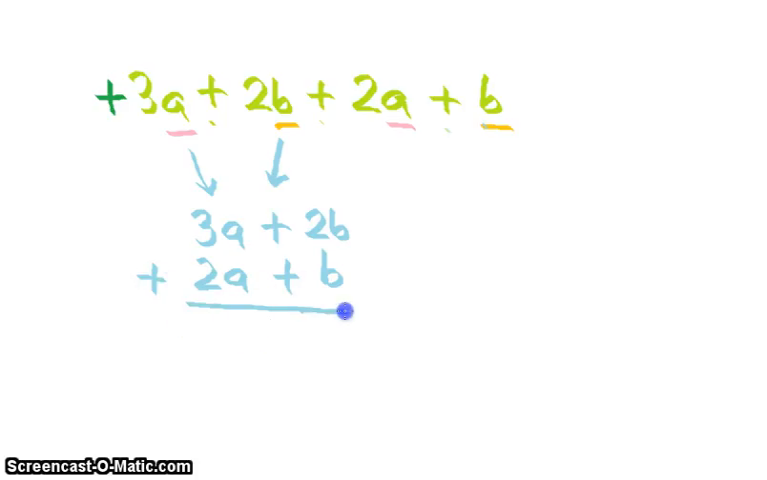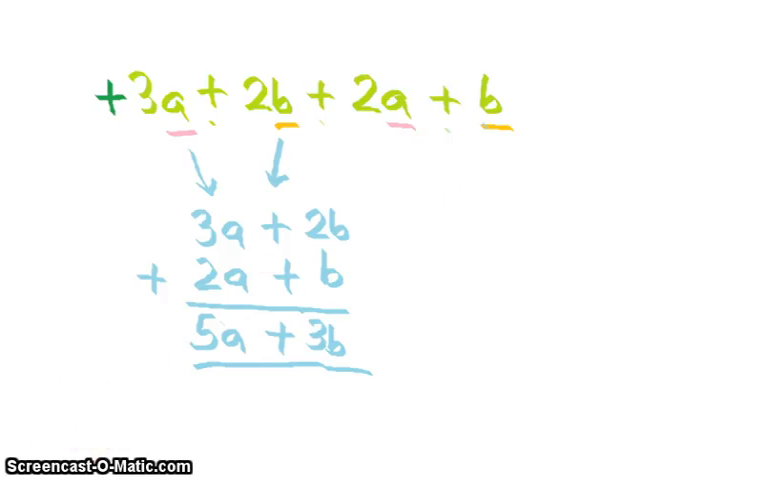Same alphabet, they can handle each other. So 3 apples and 2 apples becomes 5 apples. 2 bananas plus 1 banana becomes 3 bananas. This is the vertical method.